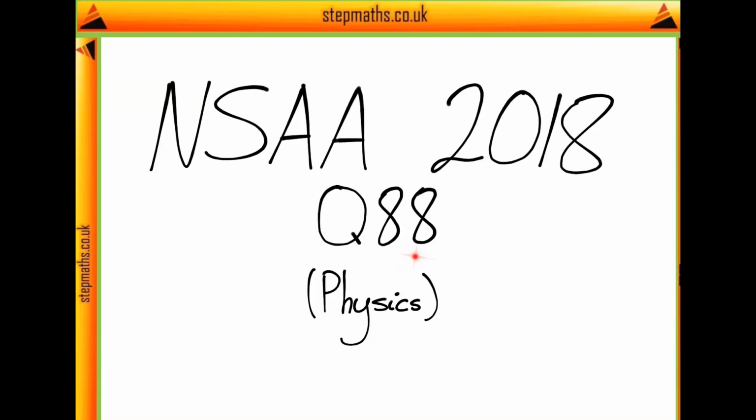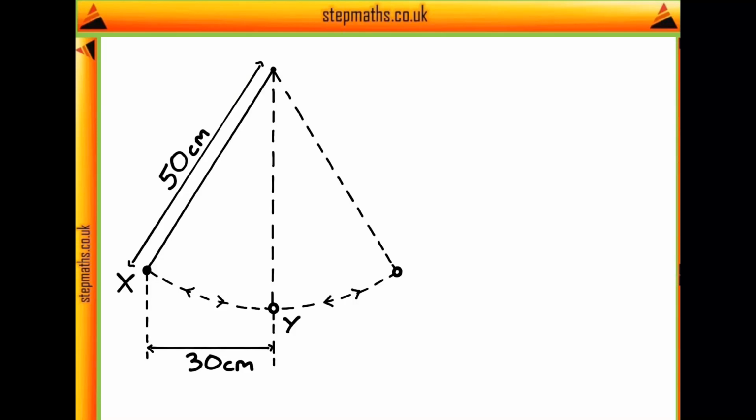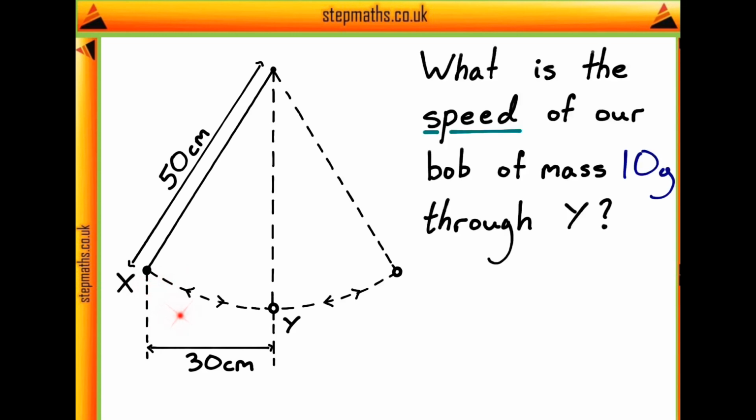Here we're going to look at question 88 from the NSAA 2018 paper. In this question, we're given this diagram, which represents a pendulum bob hanging by a light inextensible string of length 50 centimetres. We're told that our bob is released from rest at this position here, x, and then the question asks us, what is the speed of our bob of mass given here through our position y?